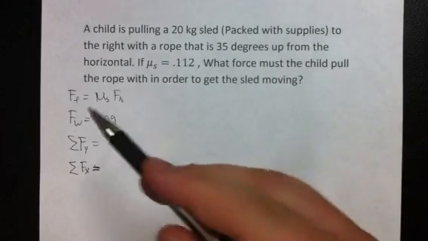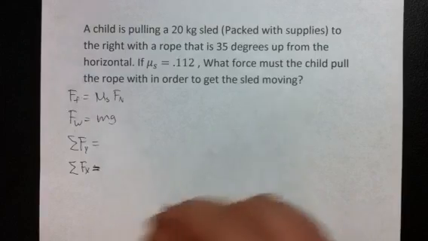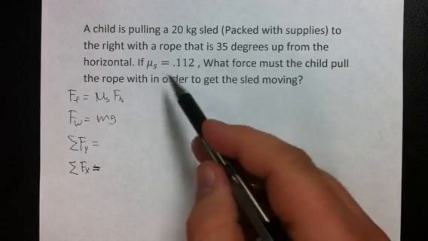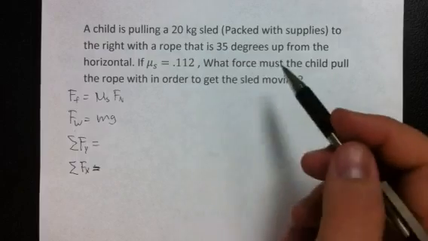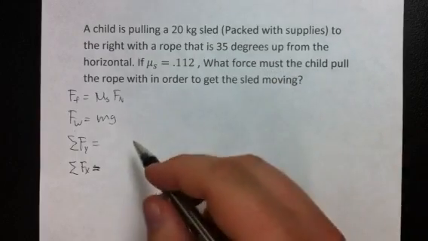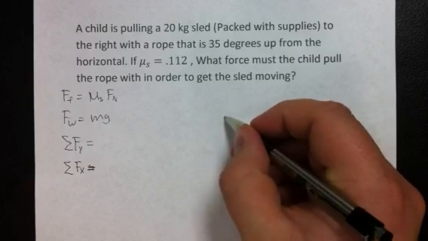The problem says a child is pulling a 20-kilogram sled packed with supplies to the right with a rope that is 35 degrees up from the horizontal. If the coefficient of static friction is 0.112, what force must the child pull the rope in order to get the sled moving? Okay, so the first thing I want you to do is draw a free body diagram.